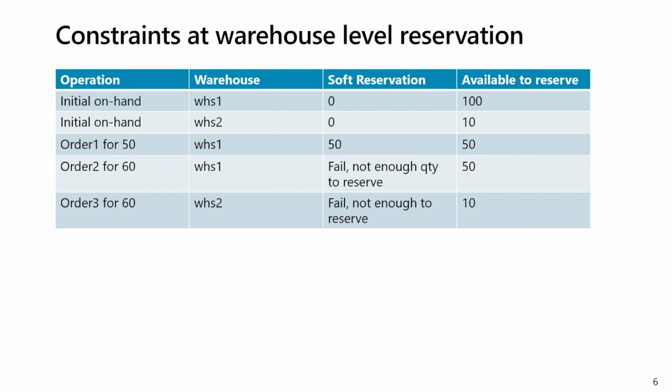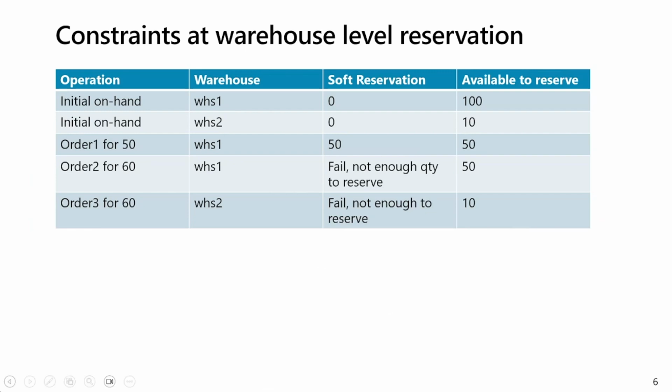Initially, as you can see, the on hand is 110 across 2 warehouses, warehouse 1 and warehouse 2. The first order is received for 50 pieces. Check on hand against warehouse 1. The 100 pieces are available to reserve. So 50 pieces will be soft reserved, and available for reservation now will be 50 pieces in warehouse 1.